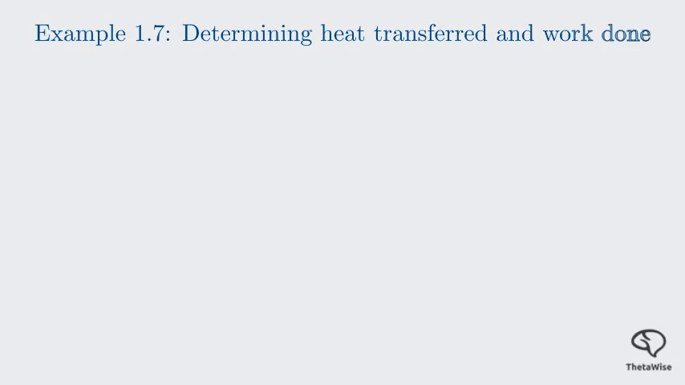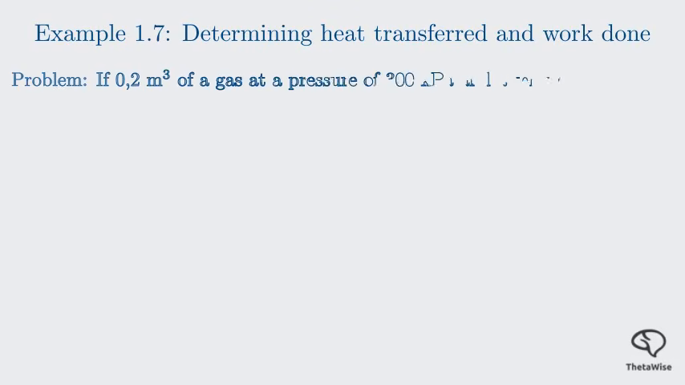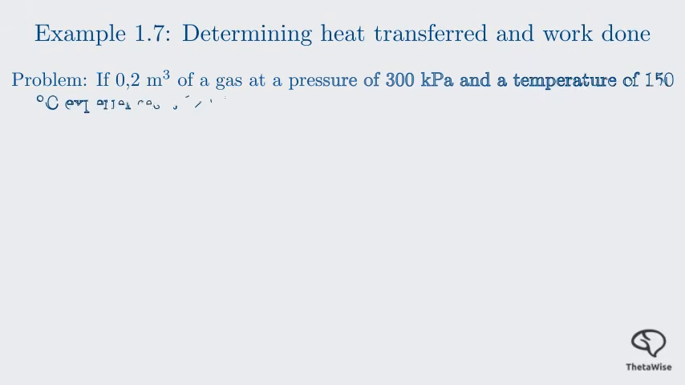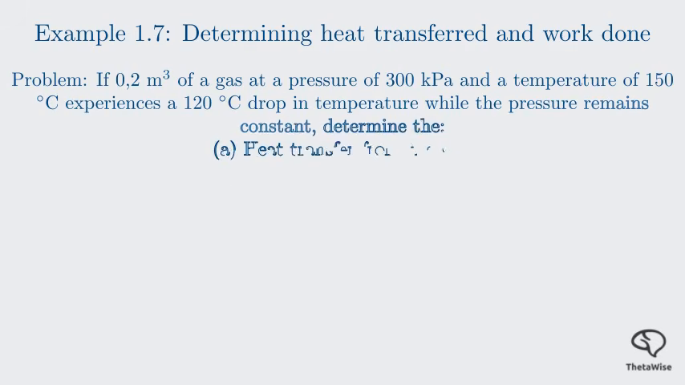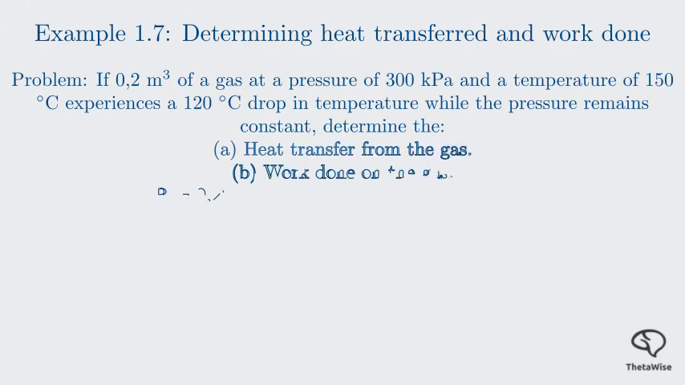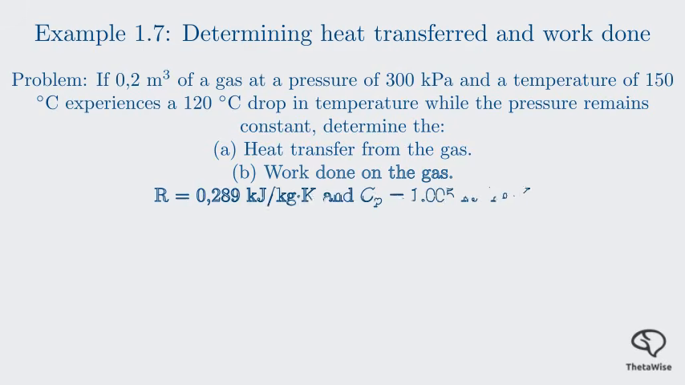Let's apply these concepts by working through an example. This will help us solidify our understanding. Here's the problem. We have 0.2 cubic meters of gas at a pressure of 300 kilopascals and 150 degrees Celsius. It experiences a 120 degrees Celsius drop in temperature while the pressure remains constant. We need to determine the heat transfer from the gas and the work done on the gas. The problem states the pressure remains constant, so we know this is an isobaric process.